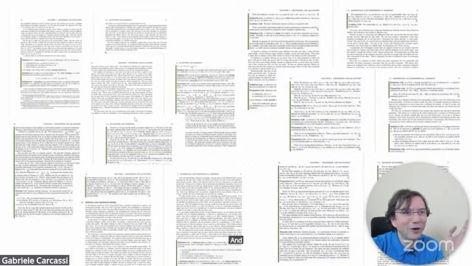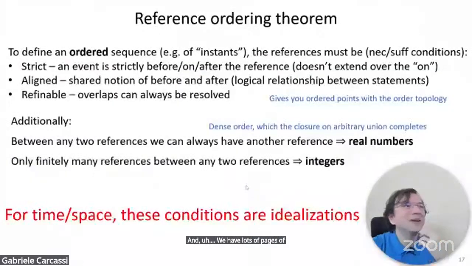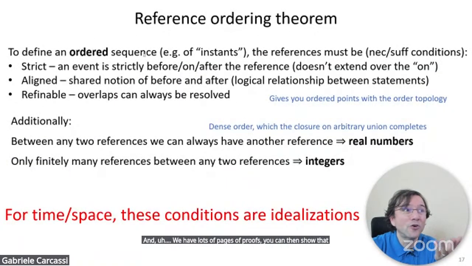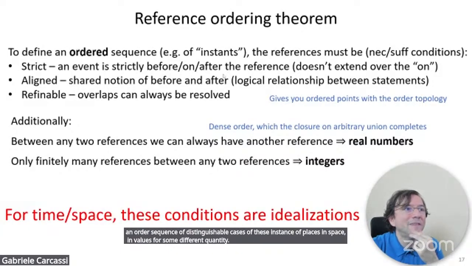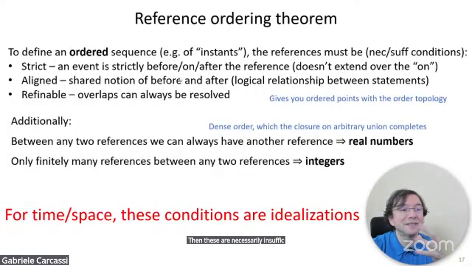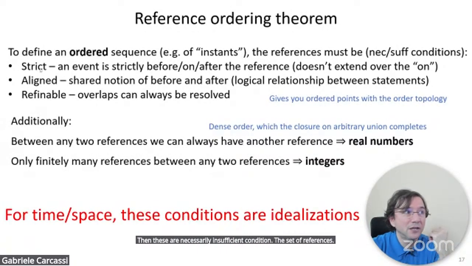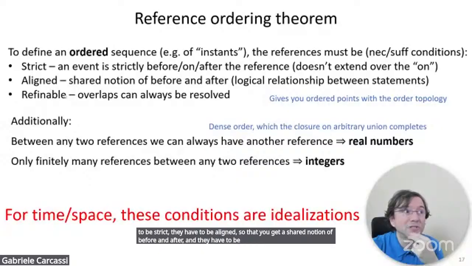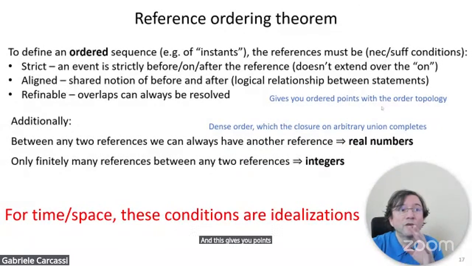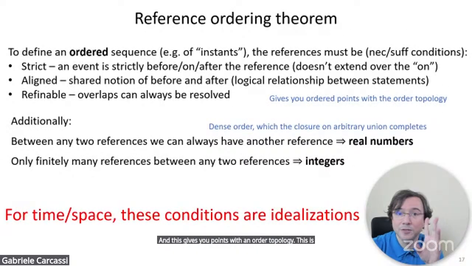And with lots of pages of proofs, you can then show that to define an ordered sequence of distinguishable cases, so of these instances of places in space, or values for some different quantity, these are necessary and sufficient conditions. The set of references have to be strict, they have to be aligned so that you get a shared notion of before and after, and they have to be refinable such that the overlaps can always be resolved. And this gives you points with an order topology. This is the hard bit to get.